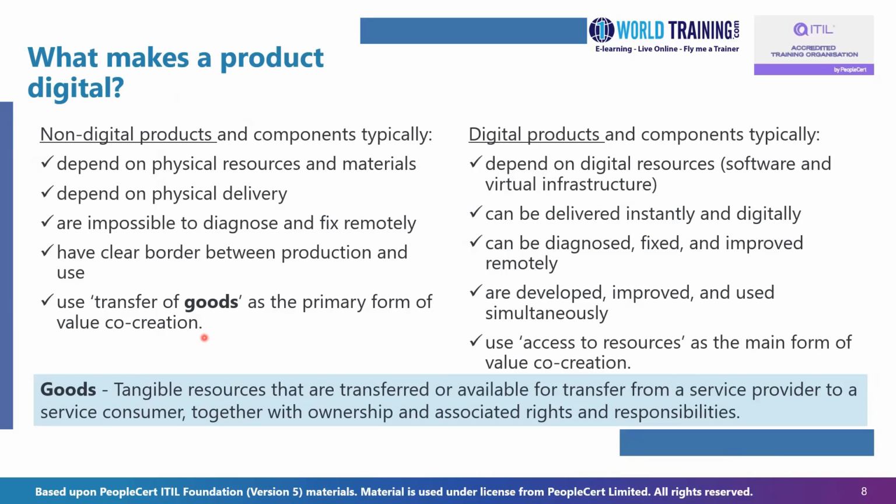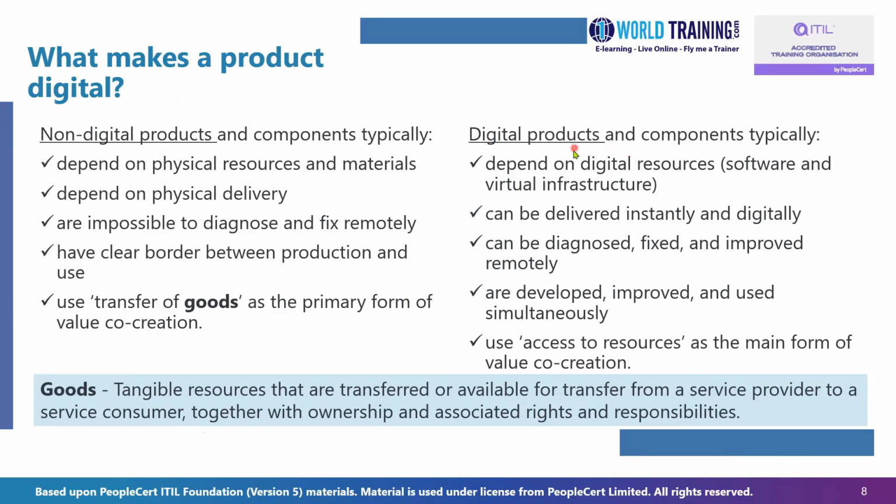For example, I receive a parcel at home. I start using that item which is inside the parcel, and that's it. So those are goods. For example, it could be a watch that I will wear. So goods are tangible resources, transferred or available for transfer from a service provider to a service consumer, together with ownership and associated rights and responsibilities. So when I purchase a watch online, though I use a digital service to purchase it, once I receive the watch in a package, then I own the watch because I paid for it.